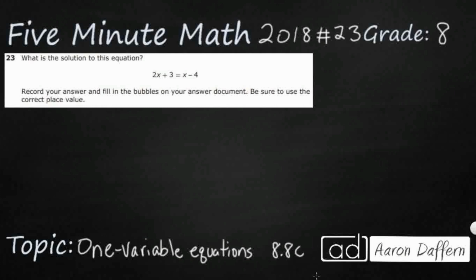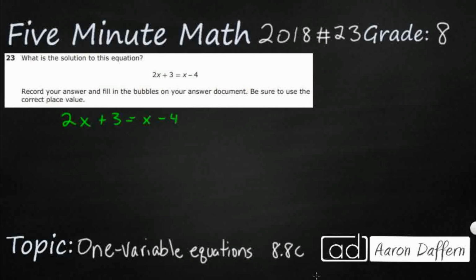So we have a very simple equation here: 2x plus 3 equals x minus 4. We simply need to find the solution for x. I guess the only trick, if you want to call it a trick, is that there's no A, B, C, or D to choose from. We have to figure this out on our own and bubble it in. So let me rewrite this a little bit larger down here: 2x plus 3 equals x minus 4.